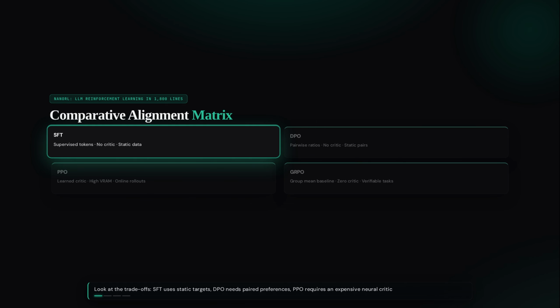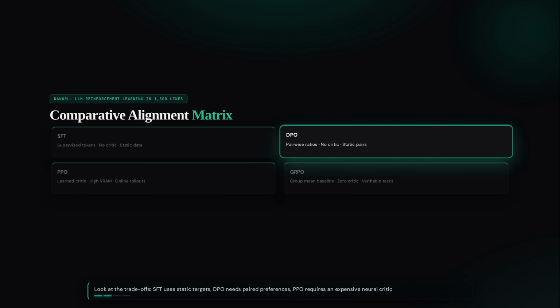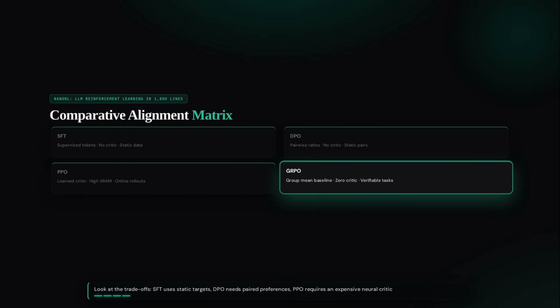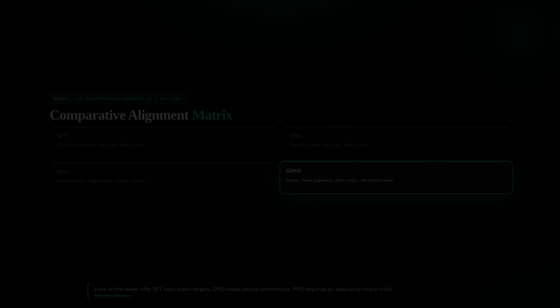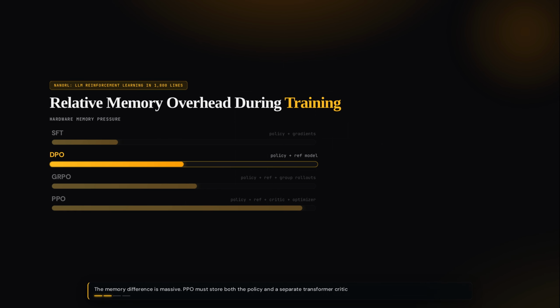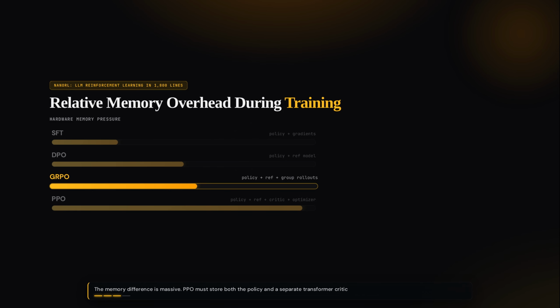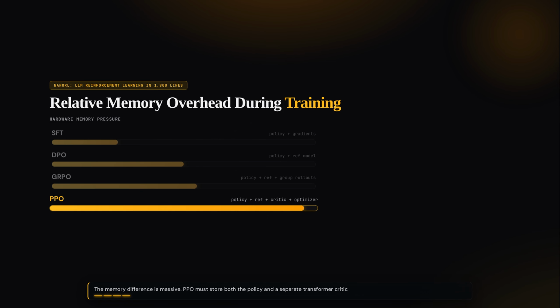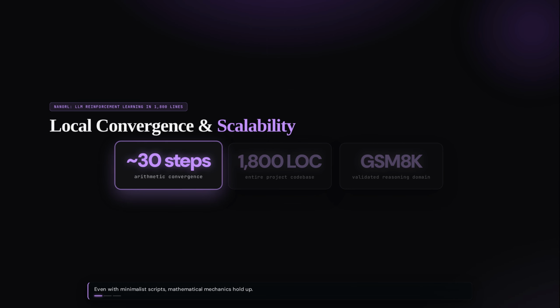SFT uses static targets, DPO needs paired preferences, PPO requires an expensive neural critic, and GRPO uses cheap group statistics for verifiable reasoning tasks. The memory difference is massive. PPO must store both the policy and a separate transformer critic, while GRPO frees that VRAM for larger batch rollouts and deeper reasoning traces. Even with minimalist scripts, mathematical mechanics hold up.